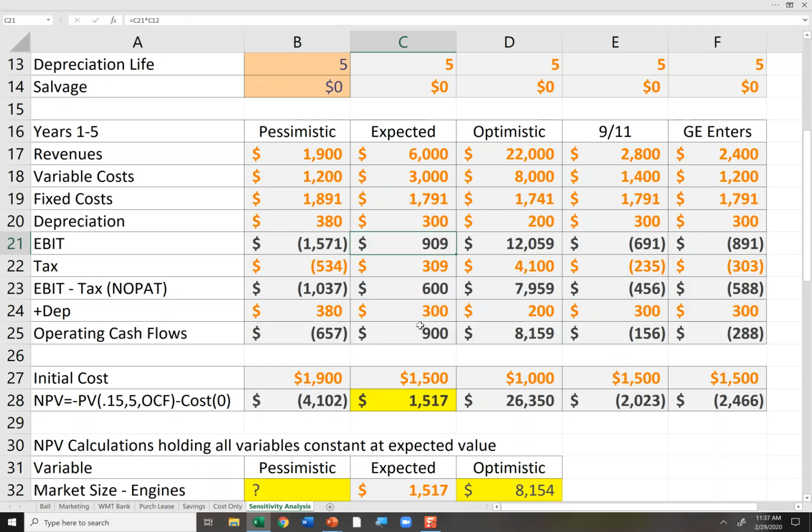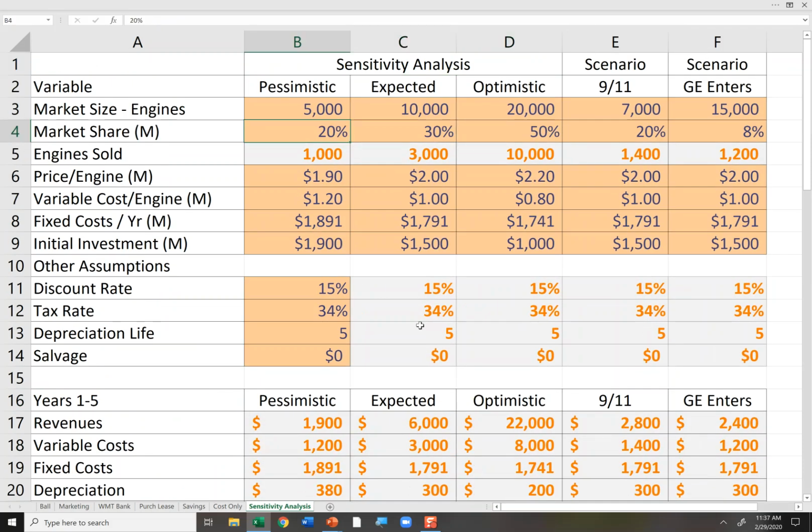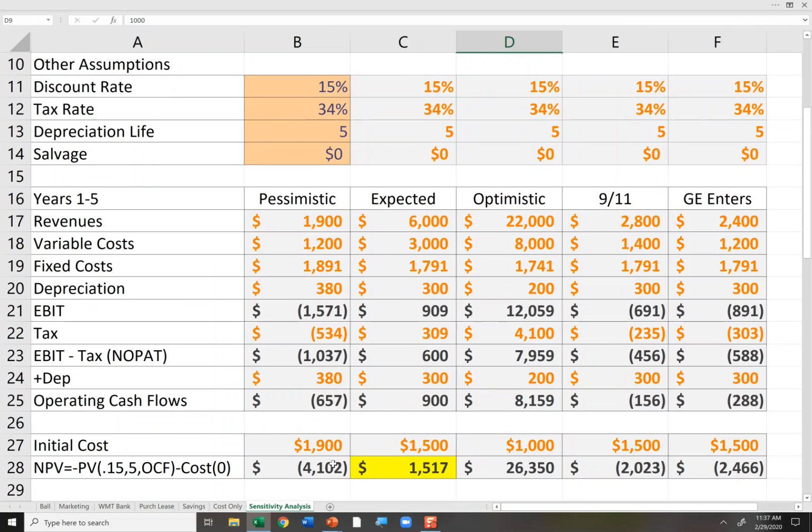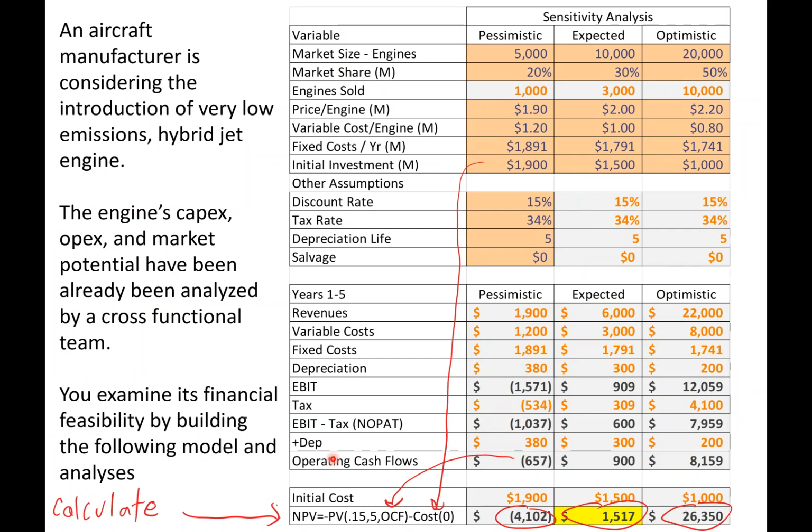And now if I took pessimistic assumptions on every assumption and optimistic values for every assumption, my pessimistic worst case NPV is negative 4,100, best case 26,000, and expected 1517. So that's one way of doing sensitivity analysis, just do a pessimistic, optimistic, and expected value, and that gives me some more information to decide whether I really want to do it.